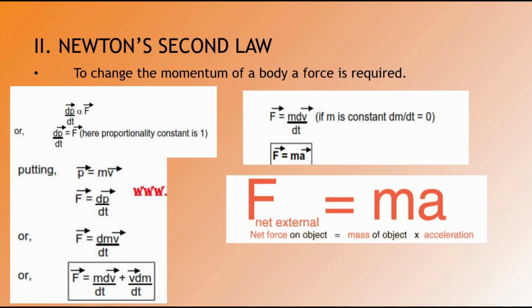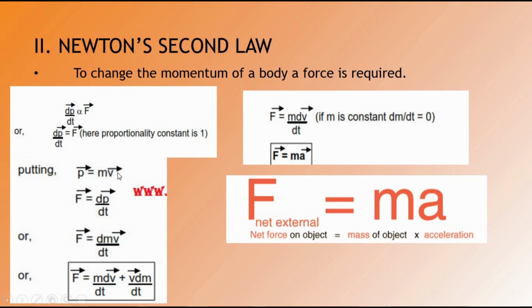Now let's move on to Newton's second law. It states that to change the momentum of a body, a force is required. This is the simplest way of stating Newton's second law. Mathematically, to prove this, we say momentum, which is mass into velocity. The rate of change of this momentum is proportional to the force applied on the body. Here, the proportionality constant is 1, so we get dp by dt is equal to F vector, that is the force vector.